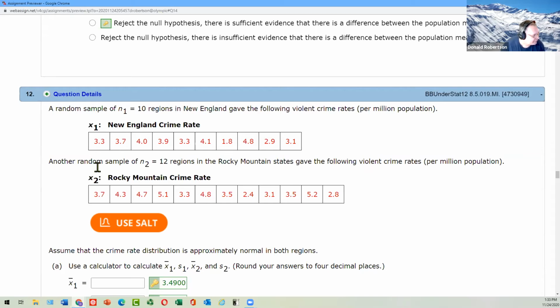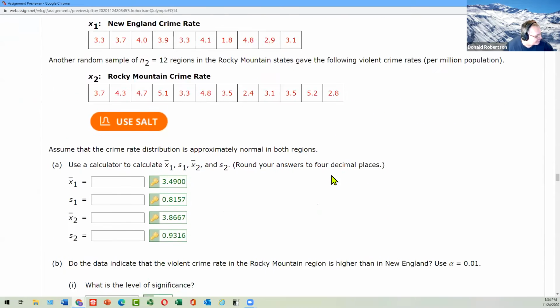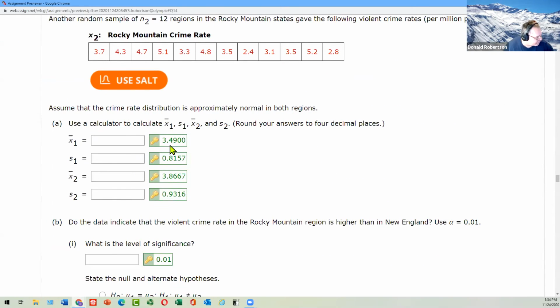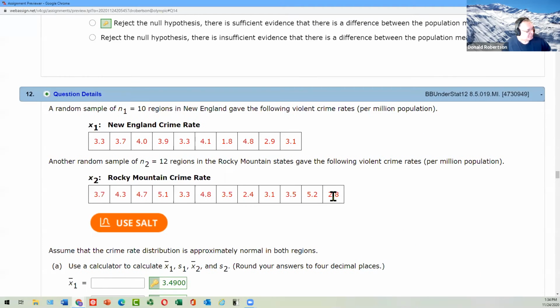We have the information that we need, but it's not being given to us as nicely as the other questions. Do you see that we're not being told X1 bar or S1 or all the numbers that we need to use? All we're being given is the raw data, which is this data here. That means that we have to find all these numbers. But it's not as bad as it seems.